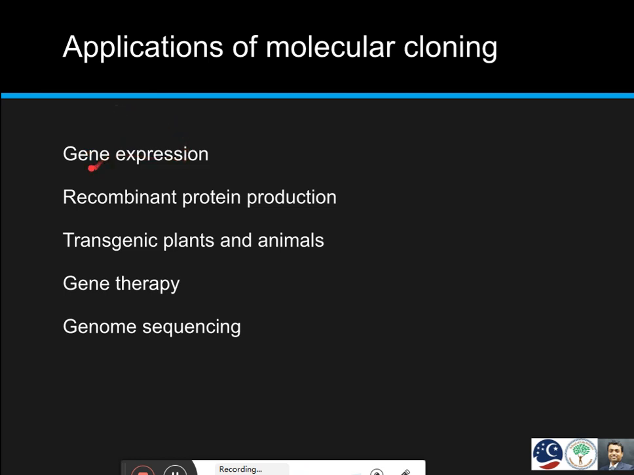We can make recombinant protein. We can fuse some property of one protein with another property of a second protein. We can combine them to make it more beneficial, more useful. We can create transgenic plants and animals. We can do gene therapies, which are very useful for so many inherited diseases. We can do genome sequencing. The whole human genome sequencing is possible partly because we have in our hands the gene cloning techniques.